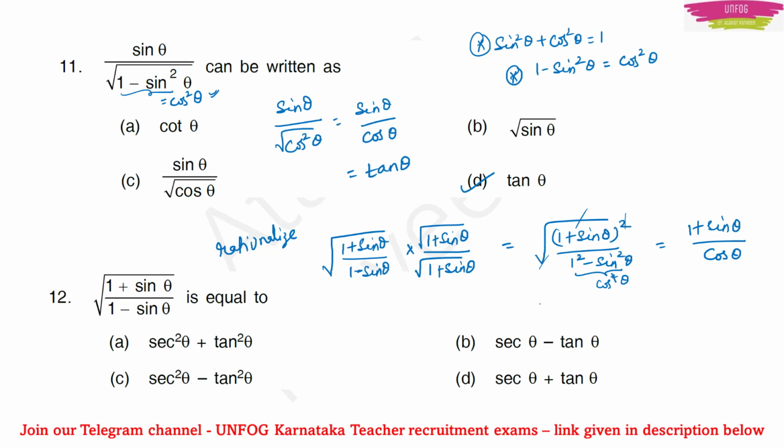So you will have (1 plus sin theta) by cos theta, or if you split it, you will have 1 by cos theta plus sin theta by cos theta. So 1 by cos theta can be written as secant theta, plus sin theta by cos theta can be written as tan theta. So option D, secant theta plus tan theta, is the correct answer. You can take this one also as an important question. See, all questions are important basically. I don't want you all to miss any question from this class.